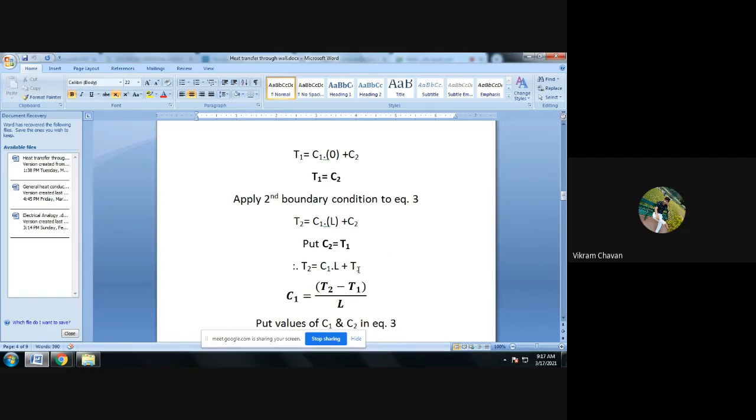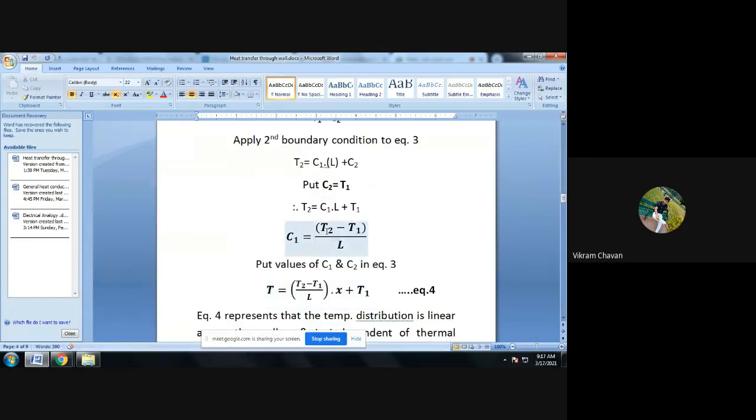If you rearrange this equation in the format of C1, we get the equation for C1 as C1 = (T2 − T1)/L. Now we have carried out both the equations for C1 and C2. Just put these two values in equation number 3. So put the values of C1 and C2 in equation number 3. We will get the equation as T = ((T2 − T1)/L) x + T1. So (T2 − T1)/L is the value of C1, and T1 is the value of C2.